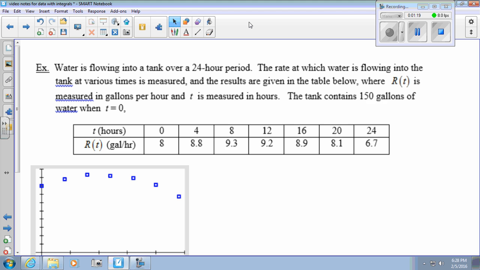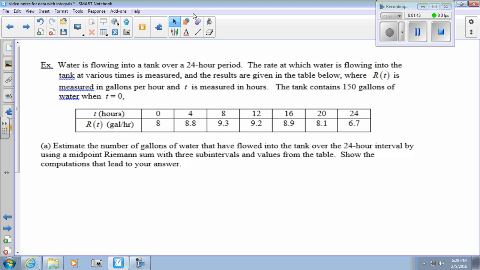Now the data that's in the table I've represented as a scatter plot. So if you think about it, this is our time versus our rate. If we're asked to find an integral, we're still looking for area under the curve. So if it helps, go back to the scatter plot and think about what's happening on the graph. In the first part, we're going to estimate the number of gallons of water that have flowed into the tank over the 24-hour interval using a midpoint Riemann sum.